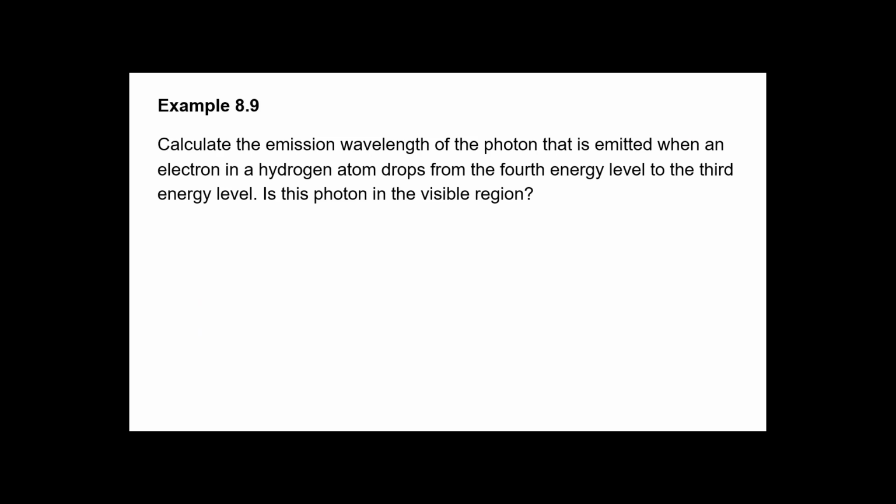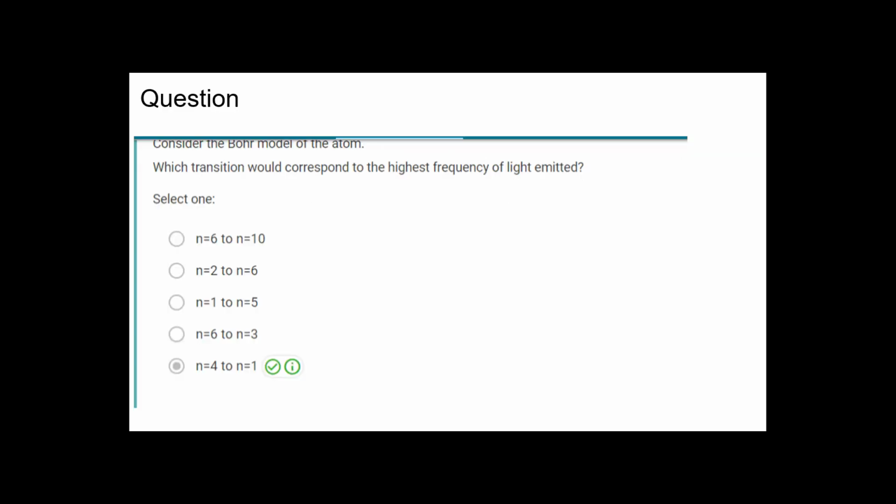Calculate the emission wavelength of the photon that is emitted when an electron in a hydrogen atom drops from fourth energy level to the third energy level. Is this photon in the visible range? So what's the difference here? Well, you have two of them here, so you would actually have to do two calculations with the same equation. And then once you get the wavelength, plug it into wavelength times frequency equals c, the speed of light.